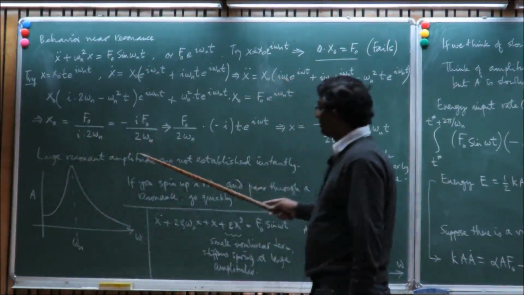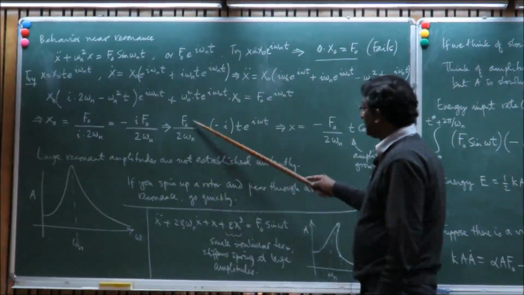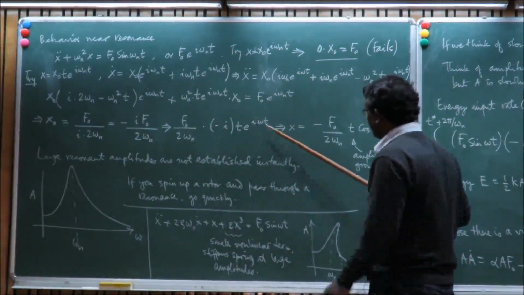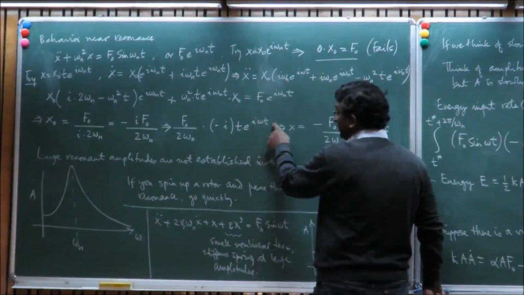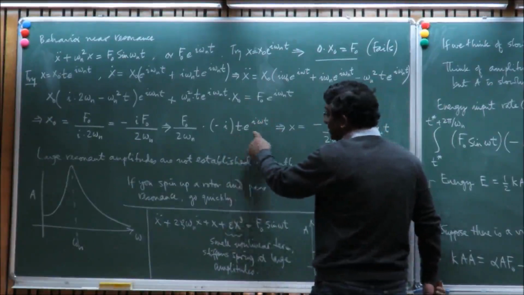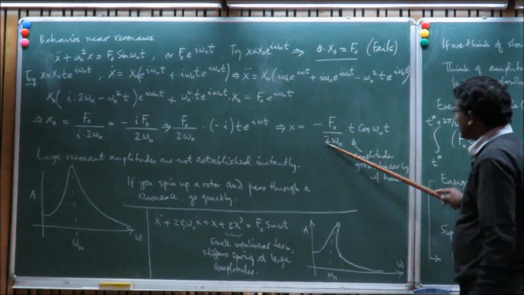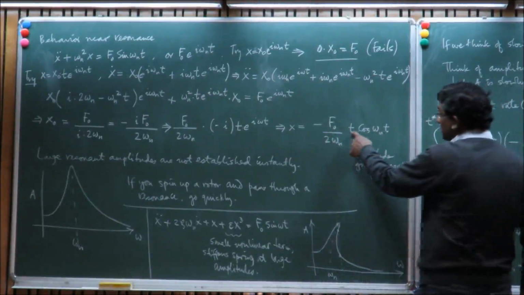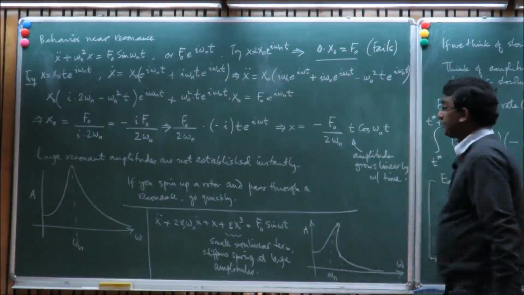You can move the I to the numerator. And then the actual solution x becomes f0 by 2 omega n with a minus I here, t e to the I omega t. Remember that this is cos omega t plus I sin omega t, but I am multiplying by I and I want the imaginary part, so the minus cosine comes out. And so the solution is minus f0 by 2 omega n t cos omega n t. This t over here shows that the amplitude grows linearly with time.